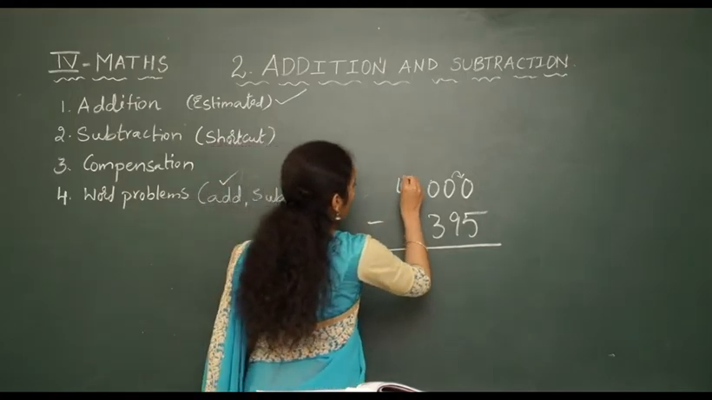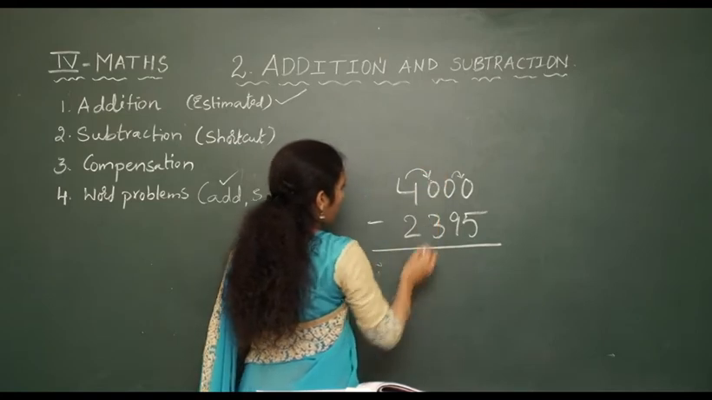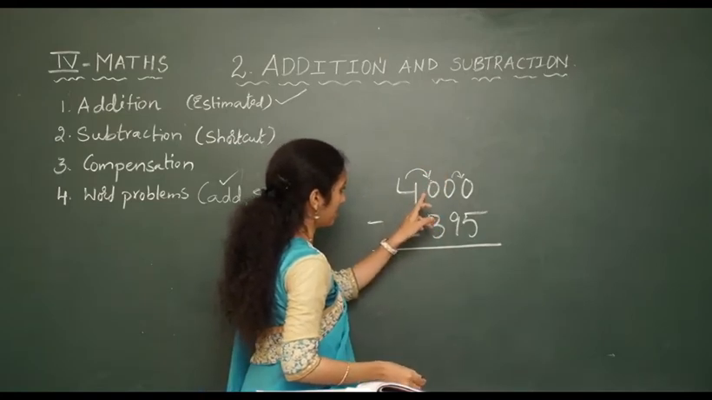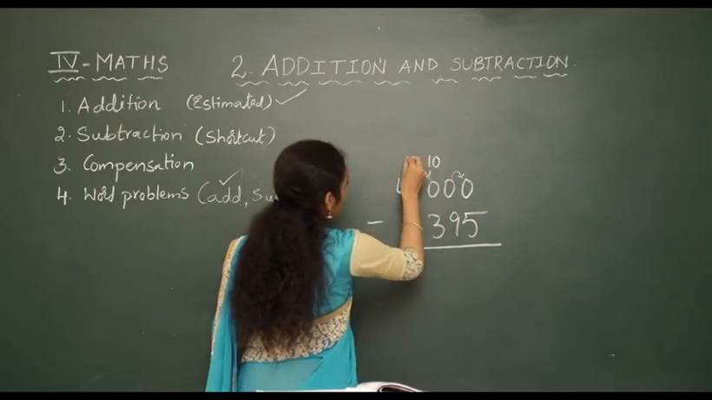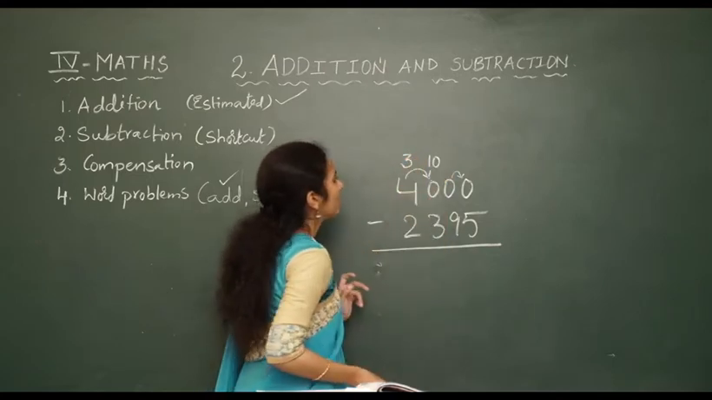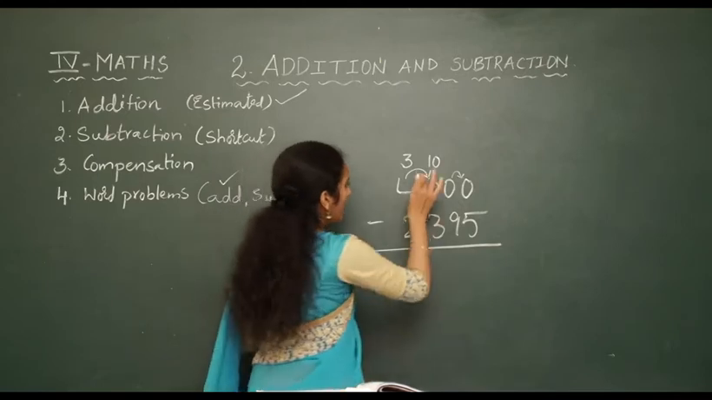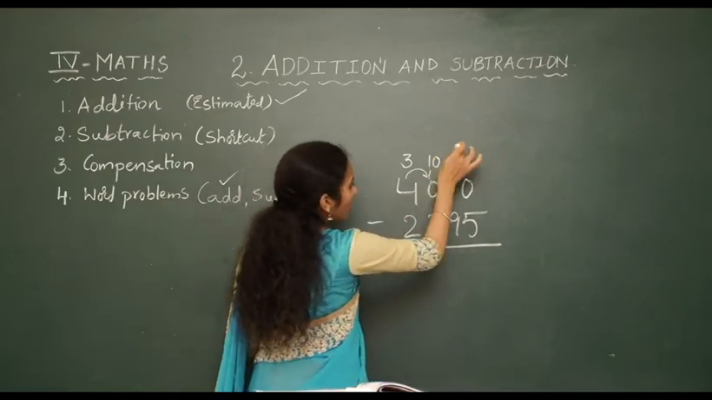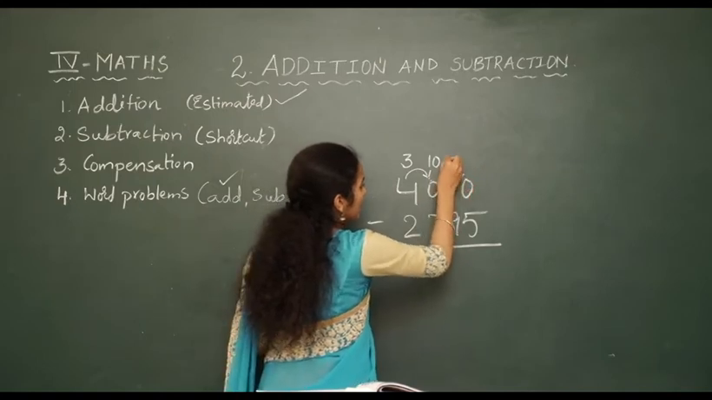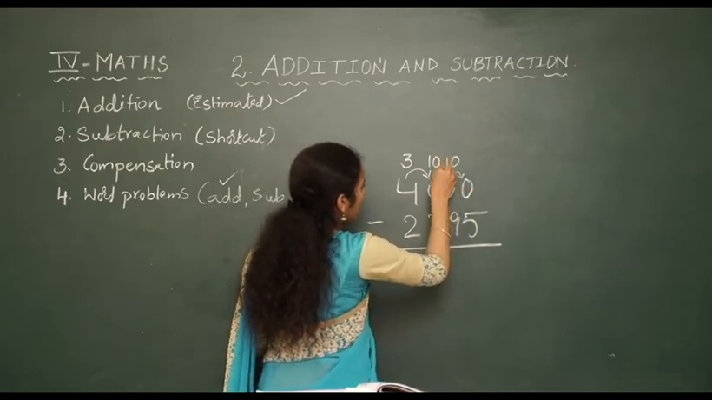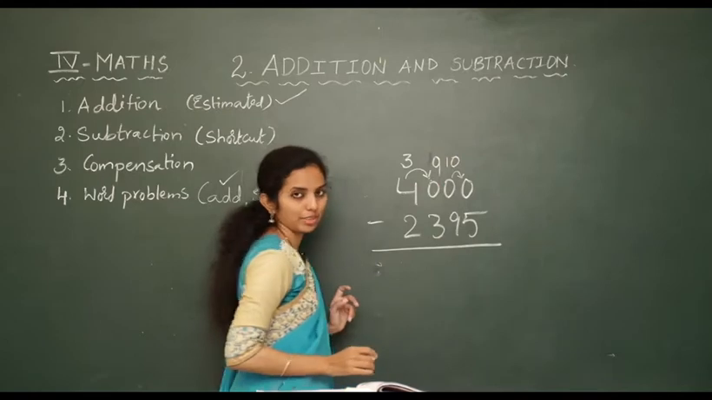So from 4, if we take 1 here, it becomes 10. Okay, this becomes 10 and this becomes 3. Okay, again from 10 you are giving 1 here. So what does this become? This becomes 10 and this becomes 9.